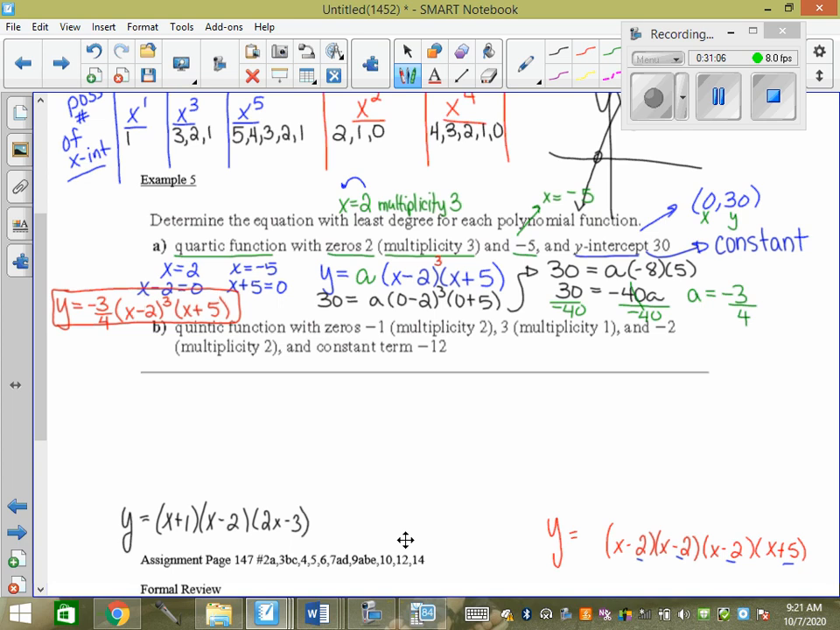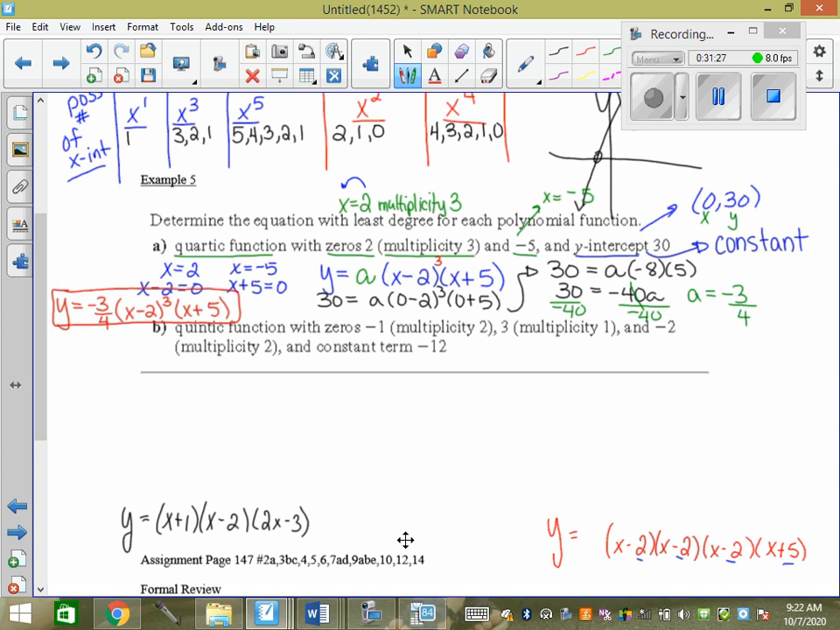You can go x times x times x times x. Okay, that's x to the 4, we're good. Negative 3/4 times negative 2 times negative 2 times negative 2 times 5. That gets me 30. I didn't mess up. Because you can check your constant in factor form. You just have to remember to multiply this negative 2 three times because there's three of them. And if that's hard to imagine, just write it out three times and then multiply.